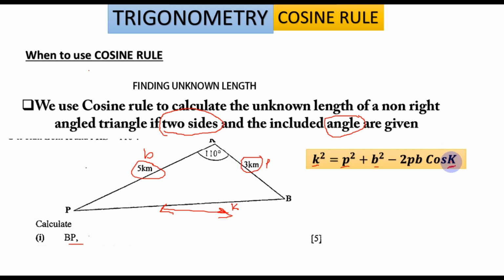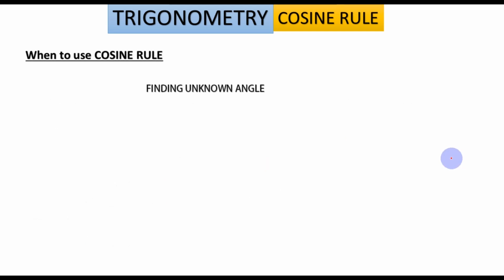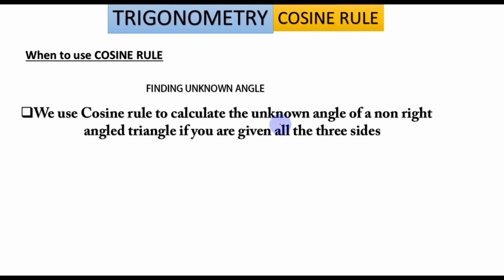All right, let us proceed to the second point that will help us either to pick cosine rule or not. Let's say you want to find an unknown angle. When you want to find an unknown angle, you are supposed to be given all the three sides. If you look at your diagram and all the three sides have been given and they're asking you to calculate one angle, just know that you cannot use sine rule. On that question, make sure you use cosine rule.